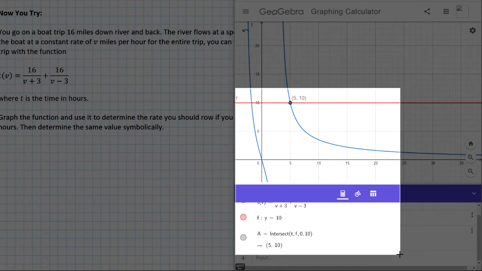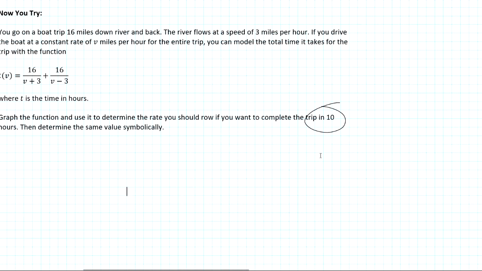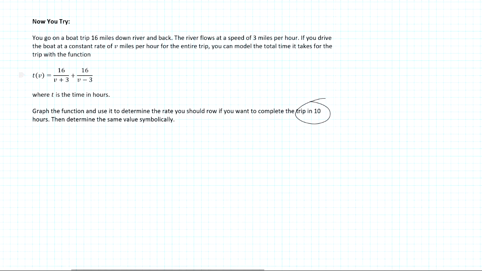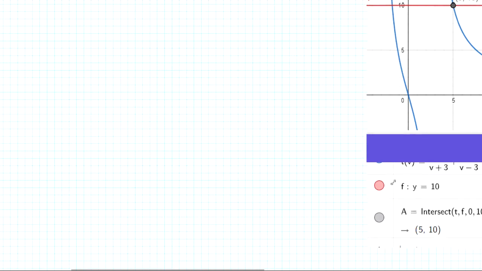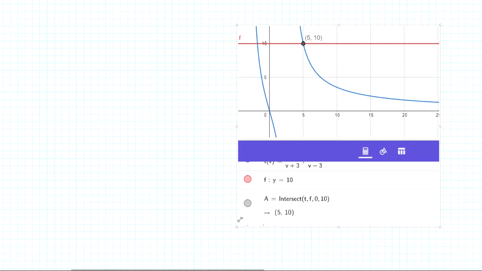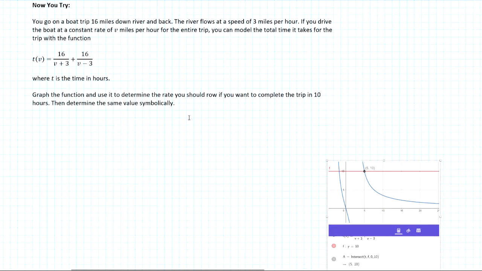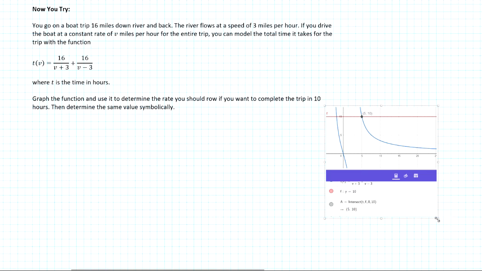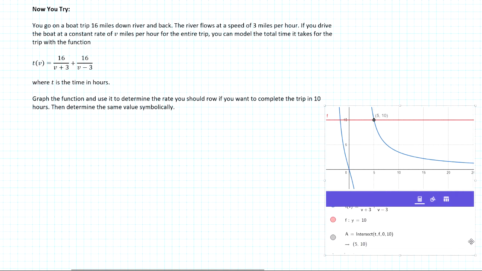Let's go ahead and copy this and get it in our worksheet over here. Take this and drop it in, shrink it back down since this software makes it way too big. There we go. And so we can see that the answer should be that we should row 5 miles per hour. We'll just write a single conclusion after also doing this symbolically, but that is the answer right there.